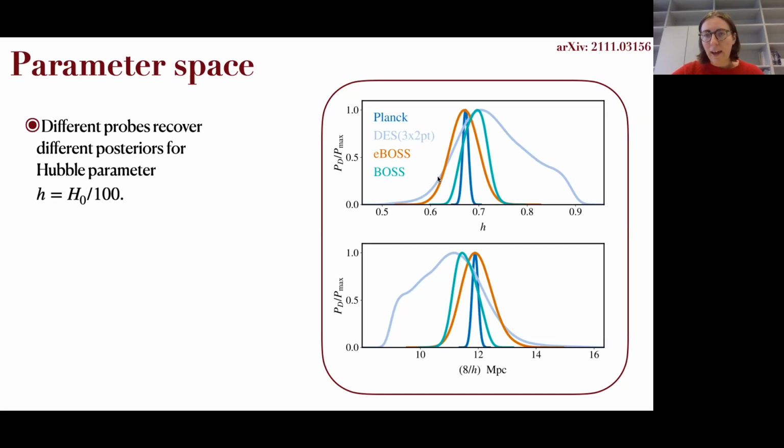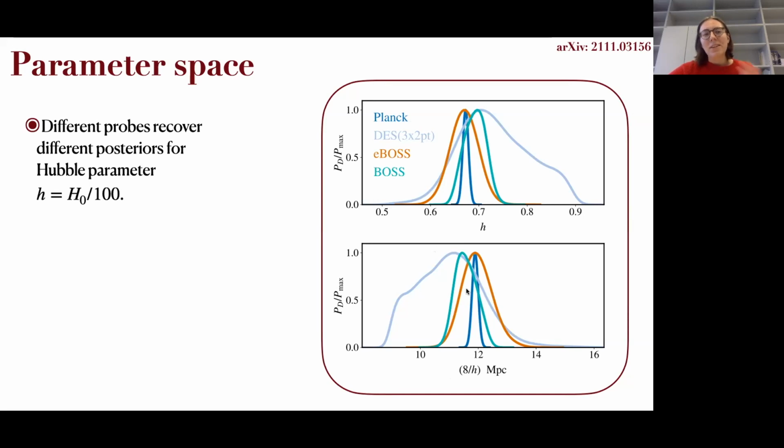Here in the top panel, I'm showing the posteriors of h recovered by some of the probes used in this analysis. And in the bottom panel, I'm showing what physical distance 8 megaparsecs over h will correspond to for these different probes. If we take a look at two extreme cases, for Planck, which measures h extremely well, 8 megaparsecs over h corresponds to a physical distance of 12 megaparsecs, well defined. However, for a probe like weak lensing, which is not really sensitive to h and has a really wide posterior, 8 megaparsecs over h corresponds to a wide range of physical distances.